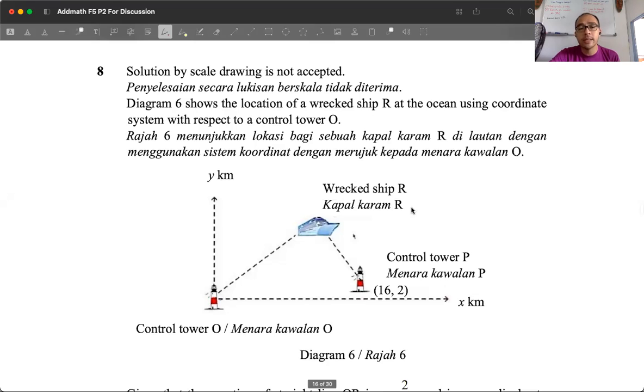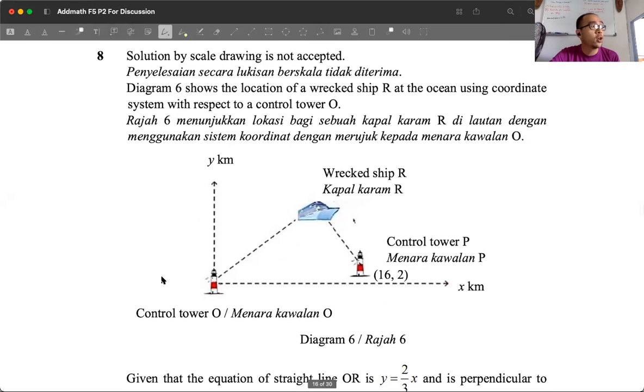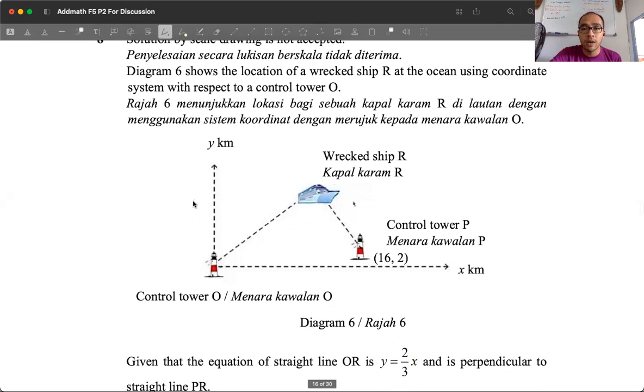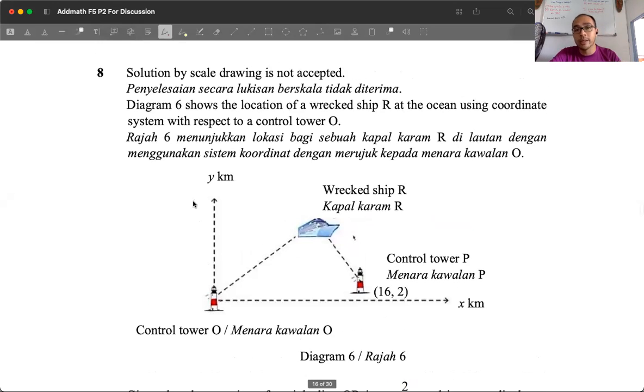Once again, guys, when it comes to coordinate geometry questions, especially if they give you a situation like this, sometimes these things don't really help. Especially if you're very used to seeing coordinates, a picture of a ship, a picture of a tower, don't worry about it. We just read the question and try to interpret it in a form that we know.